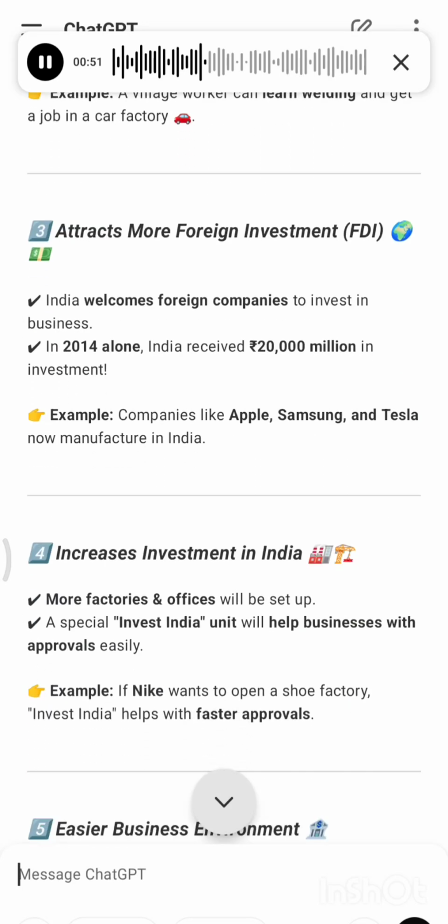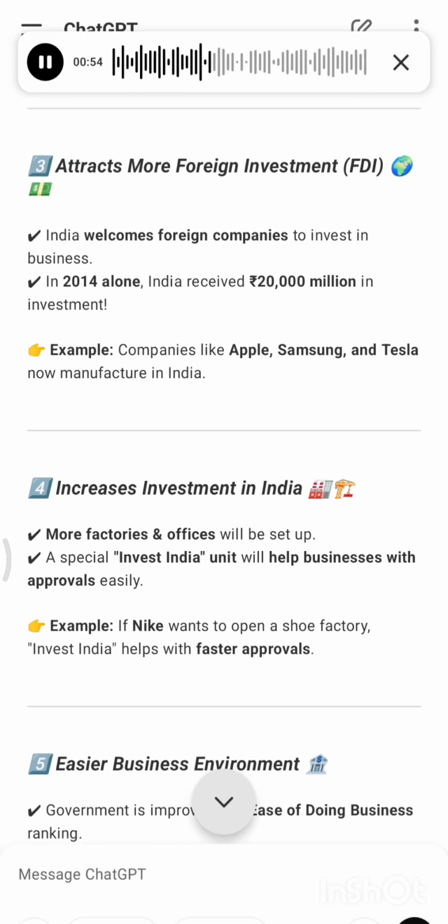3. Attracts more foreign investment, FDI. India welcomes foreign companies to invest in business. In 2014 alone, India received 20,000 million investment. Example, companies like Apple, Samsung, and Tesla now manufacture in India.